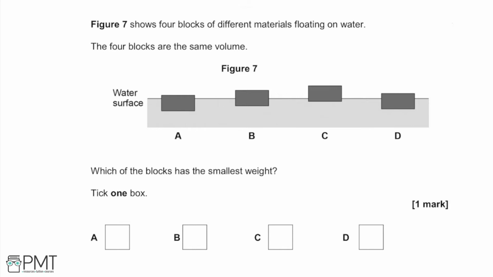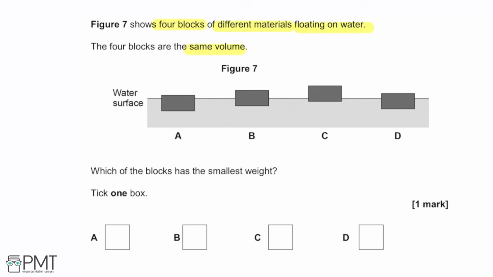So in this question we have figure 7, which shows 4 blocks of different materials which are floating on water, and the 4 blocks are all of the same volume. Figure 7 shows us the water surface, which is the light grey shaded region, and then we have the 4 blocks. A is mostly sitting below the water surface, B is sitting half above and half below, C is sitting mostly above the water surface in this region here, and then D is sitting mostly below the surface.